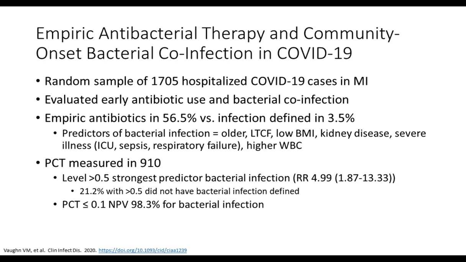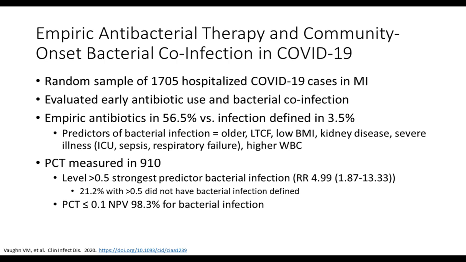This is a random sample of 1,700 patients who had COVID in Michigan. They looked at early antibiotic use only and bacterial co-infection. Over half of patients got antibiotics, and they defined a bacterial co-infection in 3%. And so bacterial co-infection at the time of presentation is relatively uncommon.